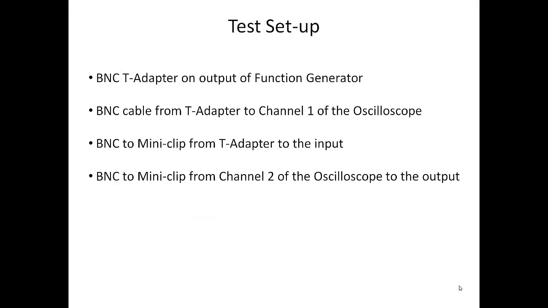The first test setup is identical to what we've been using in the previous labs. The T adapter on the function generator is connected to the BNC cable and channel 1 of the oscilloscope. And then you use the BNC to mini clip cable for your input signal from the function generator, as well as to measure the output on channel 2 of your oscilloscope.